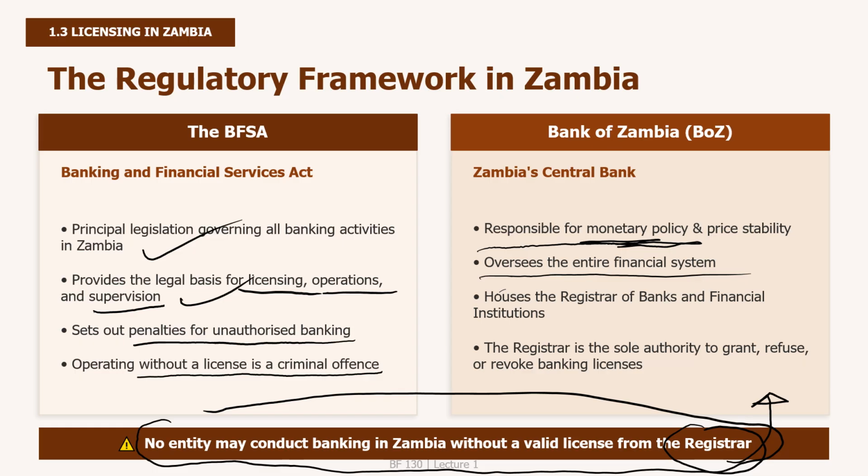Now, like I mentioned, it houses the registrar of banks and financial institutions. Really, the registrar is a single person, but obviously backed by the authority of the Bank of Zambia. The registrar is important because he or she decides whether to grant, refuse, or even revoke a banking license. So you can't go to court, you can't do anything once it is decided, because the registrar is the gatekeeper, given that authority to do exactly that. So that is basically where we are.